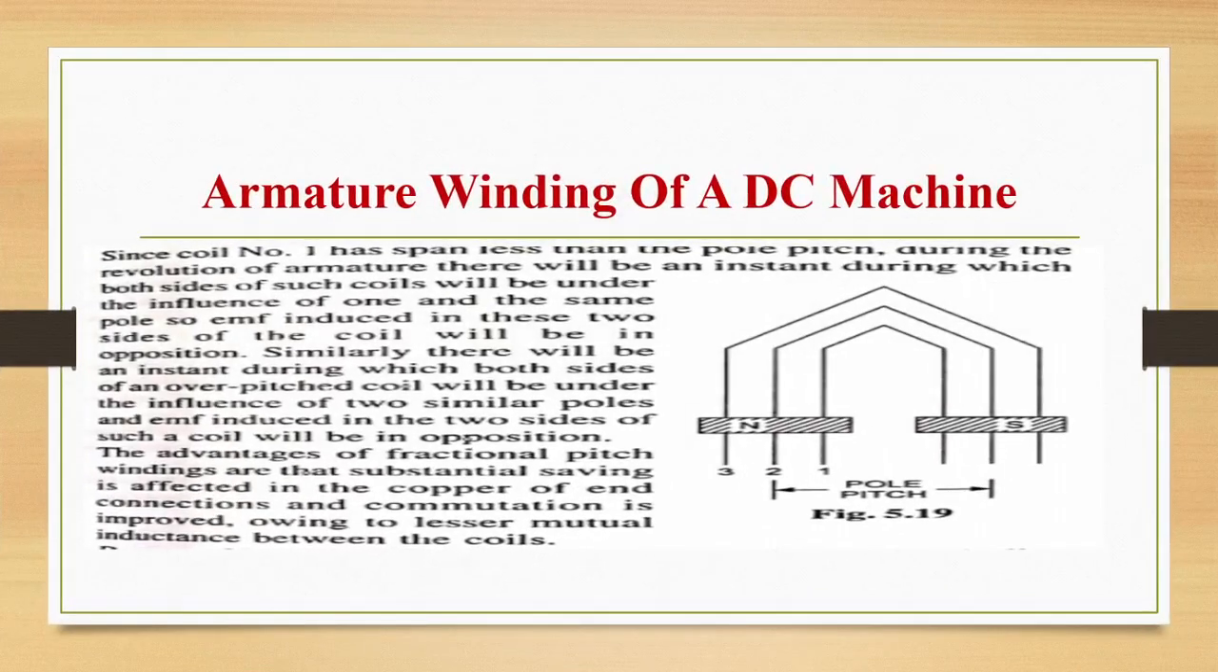Armature winding of a DC machine. Coil number 1 has a span less than 1 pole pitch. During the revolution of the armature, there will be an instant during which both sides of such coils will be under the influence of one and the same pole. So the EMF induced in these two sides of the coil will be in opposition. Similarly, there will be an instant during which both sides of an over-pitched coil will be under the influence of two similar poles, and the EMF induced in the two sides of such a coil will be in opposition. So once the EMF is in the same direction, another time it is in opposition.